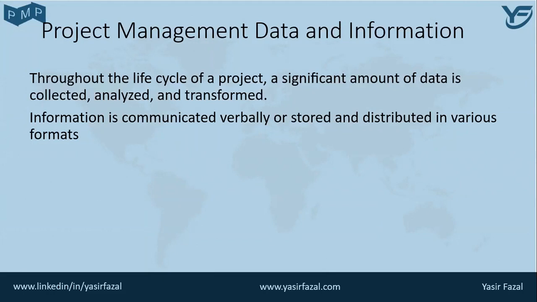So basically, there are three key terminologies regarding project data and information. The first one is work performance data. Basically, when we talk about work performance data, these are the raw observations and measurements identified during activities performed to carry out the project work.